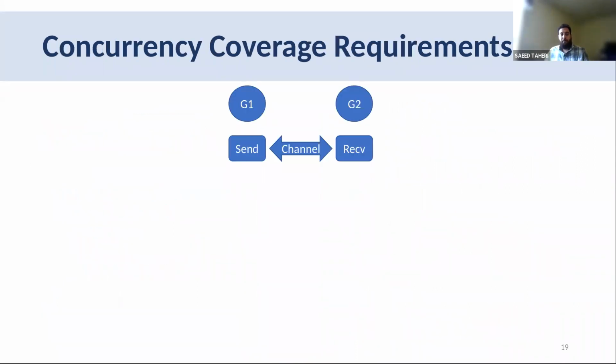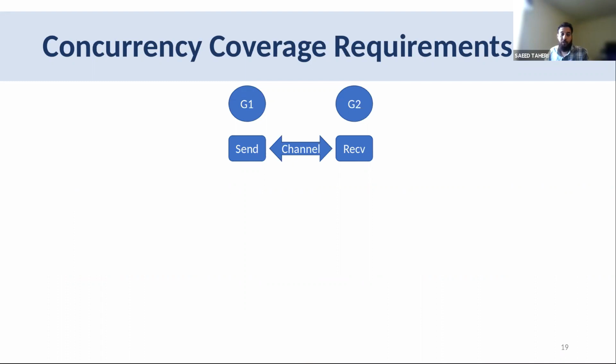We propose a set of coverage requirements to reflect the possible behavior of concurrency primitives and use them to measure the quality of scheduled space exploration. To understand the concept, let me walk you through a simple example. We have two Goroutines G1 and G2 that are communicating through a channel.